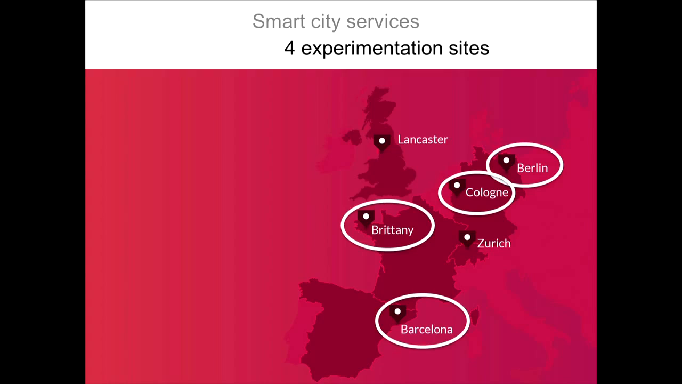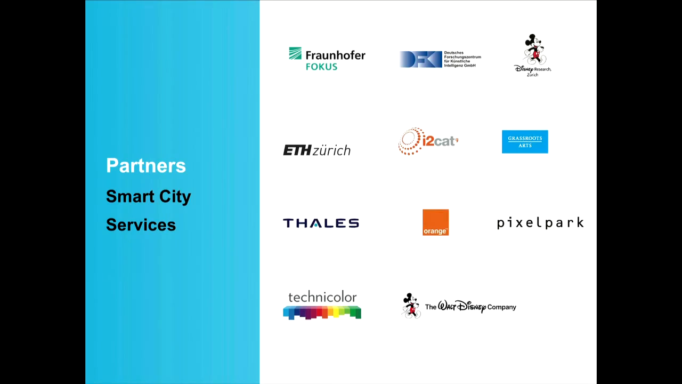There are 4 experimentation sites for the smart city services, which are Berlin, Cologne, Brittany, and Barcelona. And the partners Peter showed already, but this is the subset that deals with the smart city services.